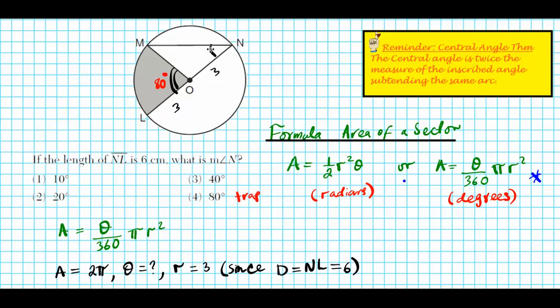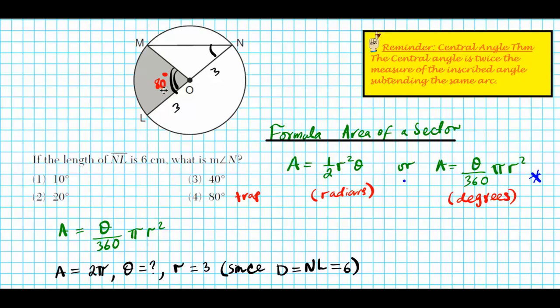So what are we going to use to figure out this angle? We're going to be using the central angle theorem. A reminder about the central angle theorem: the central angle is always twice the measure of the inscribed angle as long as they subtend the same arc. So this angle is twice angle N. So what do you double to get 80?